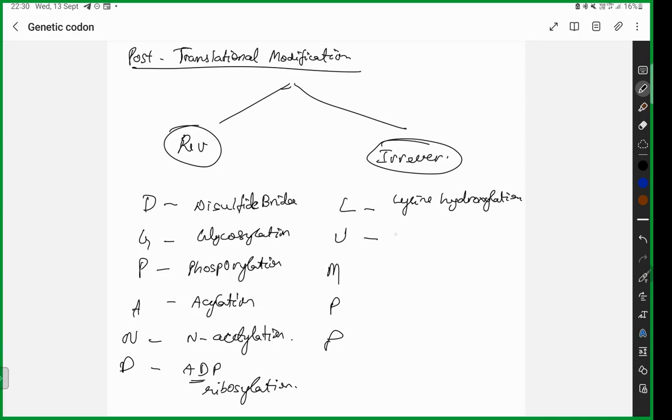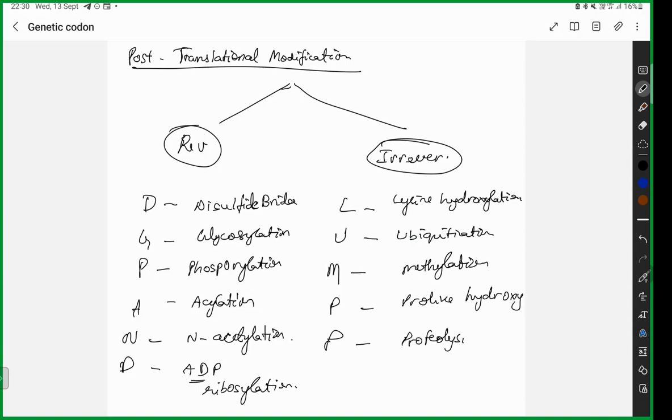What does U stand for? Ubiquitination. M stands for methylation. P stands for proline hydroxylation. Then another P stands for proteolysis.